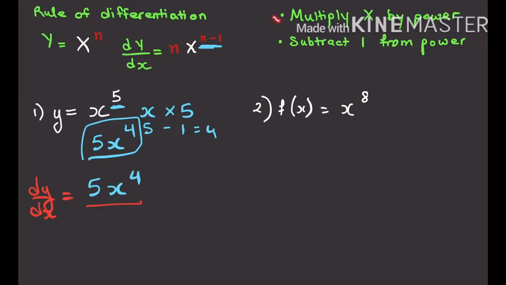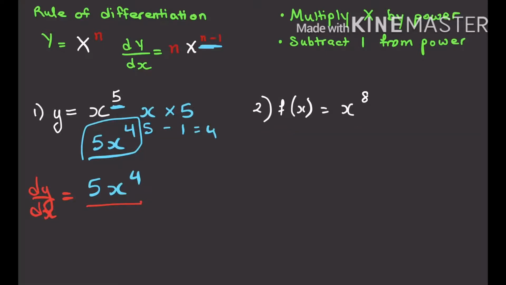So you multiply the x by the power, subtract 1 from the power. So we multiplied 5 times the x, 5 is the power, and we subtracted 1 from the 5 to get the 4, and we put that as our new power. That is it. This is our answer. So let's move on to the next question.